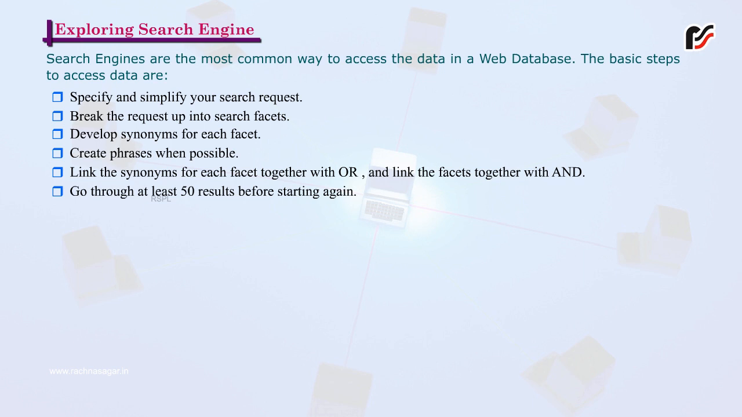Go through at least 50 results before starting again. Use pages that are similar to the one you want for new synonyms and facets to add.